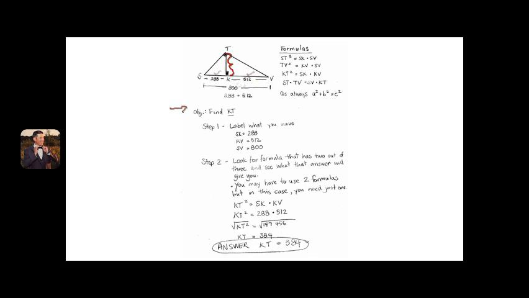Now on this one here, it's important to label everything you have, even that 800 we just found. When it comes to these formulas, and even when you're doing questions like trigonometry with SOHCAHTOA, look for the formula that has two out of the three. Choose the one that will work for you in this scenario. In this case, you will notice that you can find KT easily because we already have SK and KV. As of right now, this is the only formula that will work as we have two out of the three and can easily solve for the remaining one on the left-hand side.